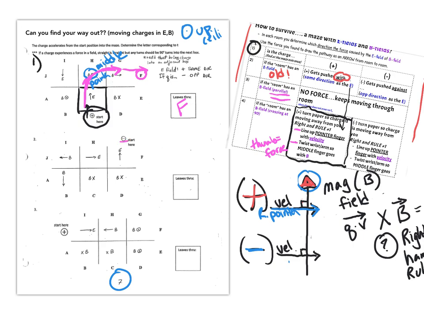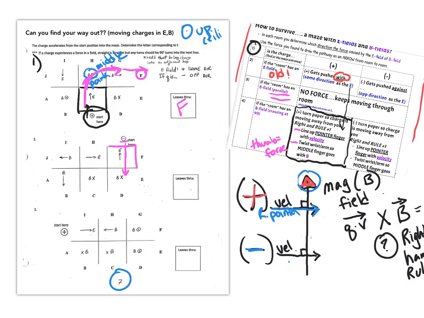Here we have a negative charge. It enters into a room with an E field. It goes against the E field. Twist your paper 180 degrees upside down because there is no way to make your pointer finger of your right hand point toward the bottom of the page comfortably. Maybe you can, but it's going to stink. Don't do it. Twist your paper 180 degrees.